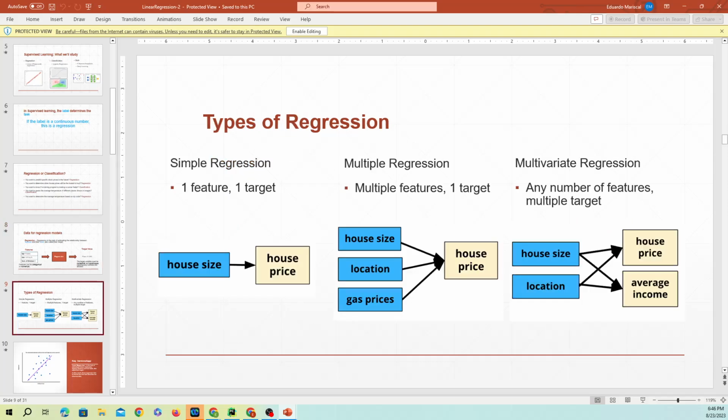Here are other types of regressions. We can have a simple regression where we only have one feature and one target. We can have multiple regression, which is the one we just talked about, multiple features and one target: house size, location, gas price, and just predicting the house price as a label or target. Those will be your feature columns, and then you only have one target column. Multivariable regression is when you have multiple features and multiple targets. Okay, very straightforward, I think.